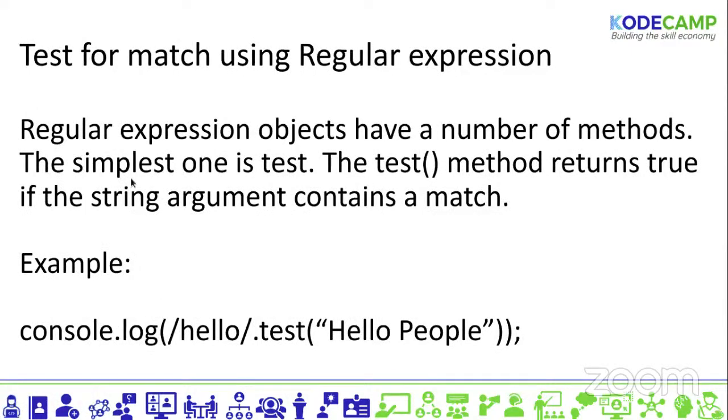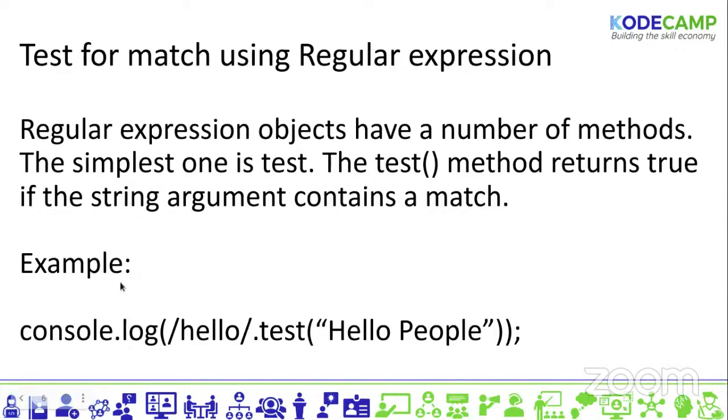So let's continue. Test for match using regular expression. So we want to test for a match. This is a simple example of testing for a match using regular expression. Regular expression objects have a number of methods. The simplest one is the test method. The test method returns true if a string argument contains a match.